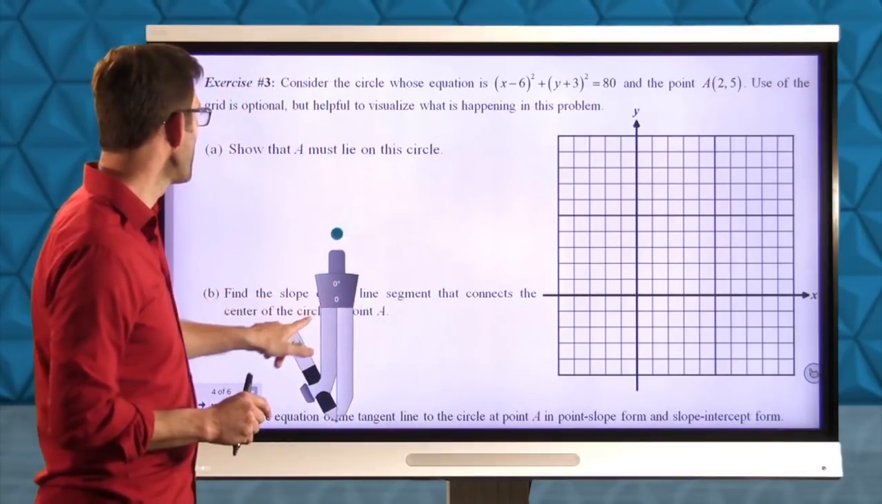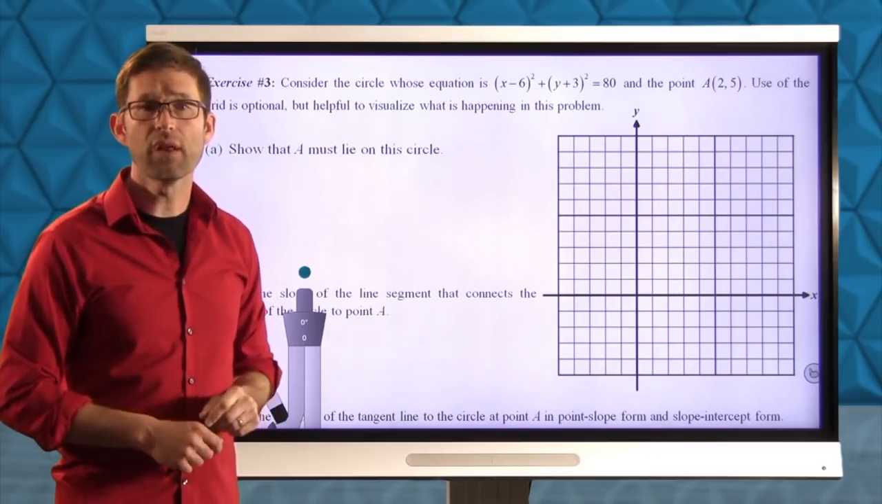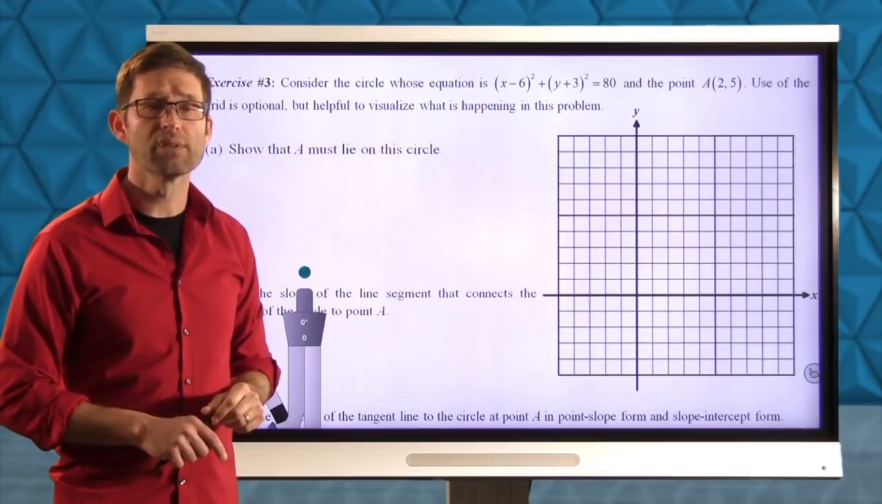But first, letter A asks us to show that this point A must lie on this circle. So pause the video now and show that that point must lie on this circle.